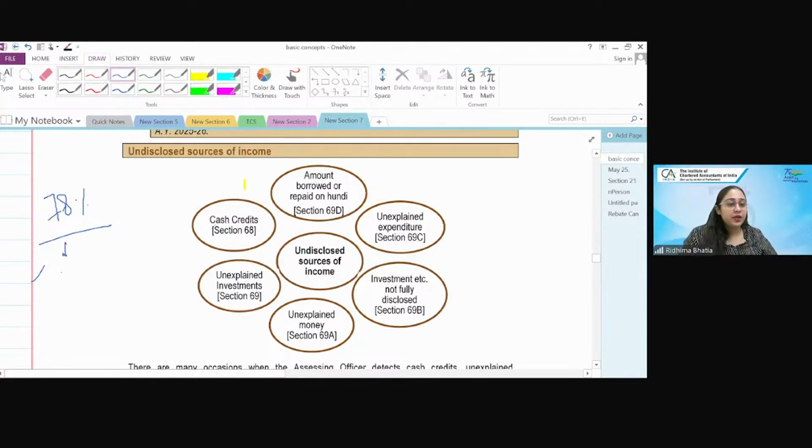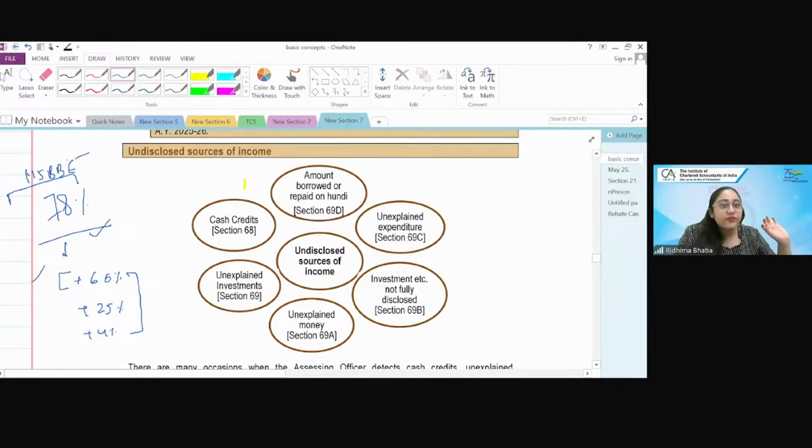How did this 78% come? Basically, these are taxed at a rate of 60% plus surcharge of 25% plus cess of 4%. So in net, 60% plus 25% surcharge plus 4% cess will give you 78%. If you're caught, you would not be able to get any slab benefit, because these are taxed under section 115BBE. And again, this is not something which you and I will find and give to the AO. This is when the AO catches hold of it.